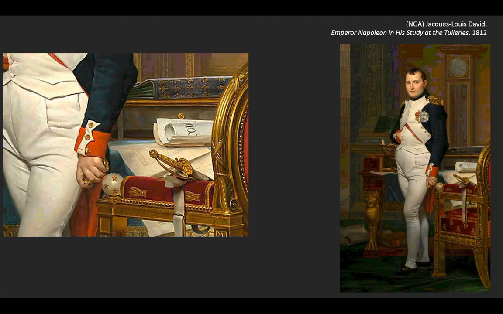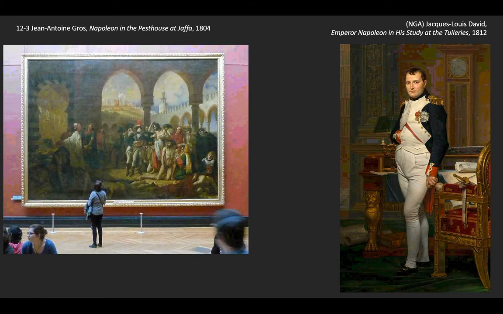On his desk here, you can see the code of law that he's been busily writing, something he's doing entirely himself. Now, David, like I said, was the favorite portraitist of Napoleon. He had other artists working for him as well. And Jean-Antoine Gros, who was a pupil of David's, was his go-to painter for battle scenes, scenes of his military victories.